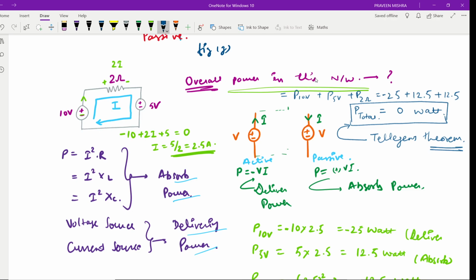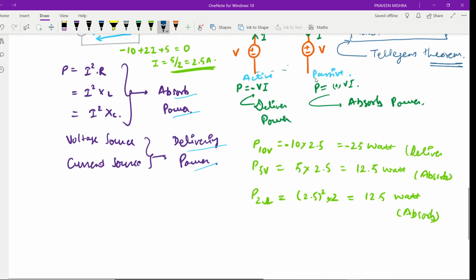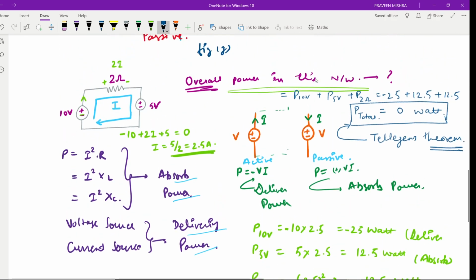This voltage source is acting here as a passive element, but what is the general behavior of a voltage source? A voltage source will deliver the power, but to maintain the power 0 in the network, it is acting like a passive element. Okay, I think it is clear. The total overall power in this network will be equal to 0 watt, and this statement comes under Tellegen's theorem.